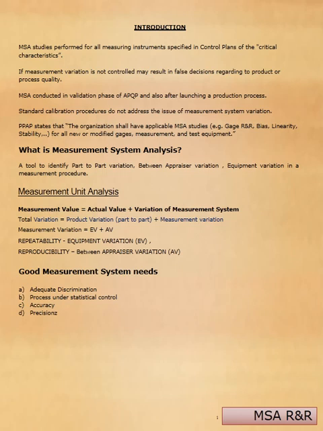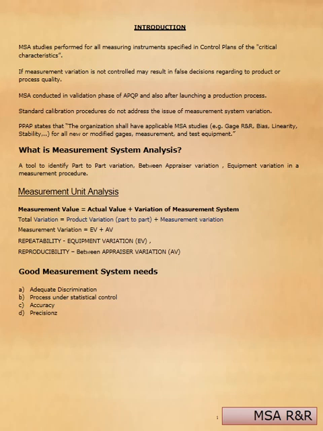What is measurement system analysis? A tool to identify part-to-part variation, equipment variation, and operator variation in a measurement procedure. Measurement value equals actual value plus variation of the measurement system.